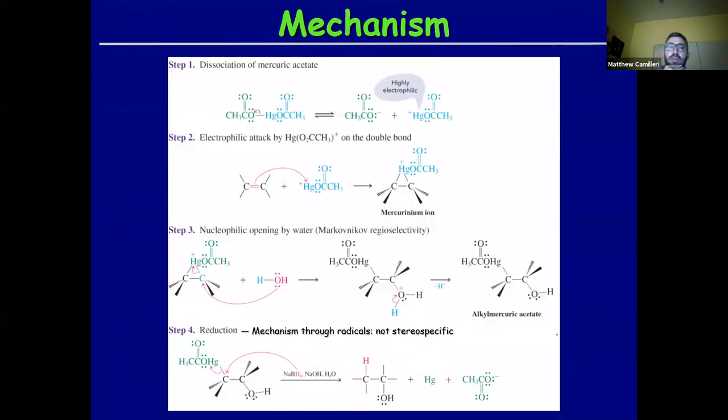And this was the mechanism where the mercury will interact with the alkene. Okay, it will act as an electrophile. When you then cleave the mercuric bond with water, you will form the Markovnikov product, and then you can reduce your compounds using NaBH4 to actually remove the mercuric salt.